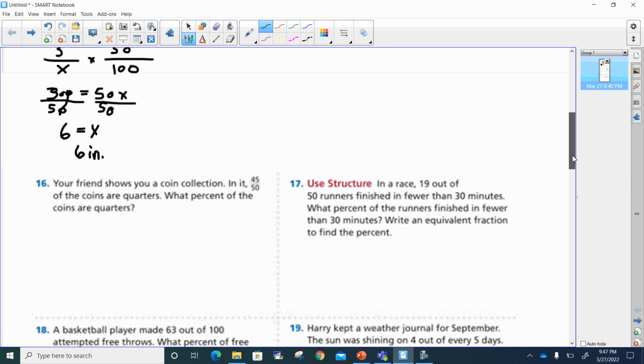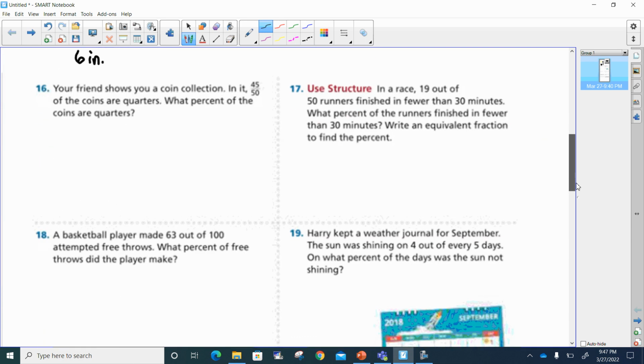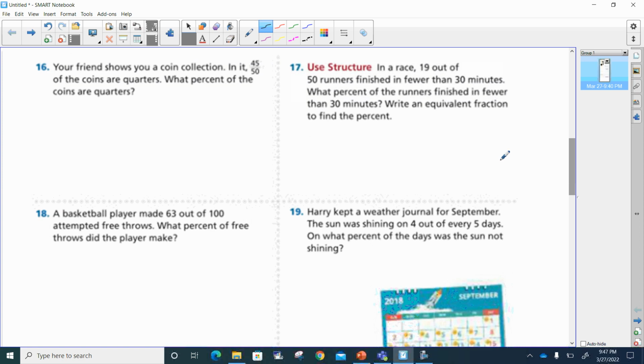All right, let's look at number 16. Your friend shows your coin collection. In it, 45 out of 50 of the coins are quarters. What percent of the coins are quarters? Again, we've got to use our cross multiplication. We have 45 over 50. We're looking for what percent. And remember, when we cross multiply, the percent always has 100% on the bottom. So we're looking for x on top.